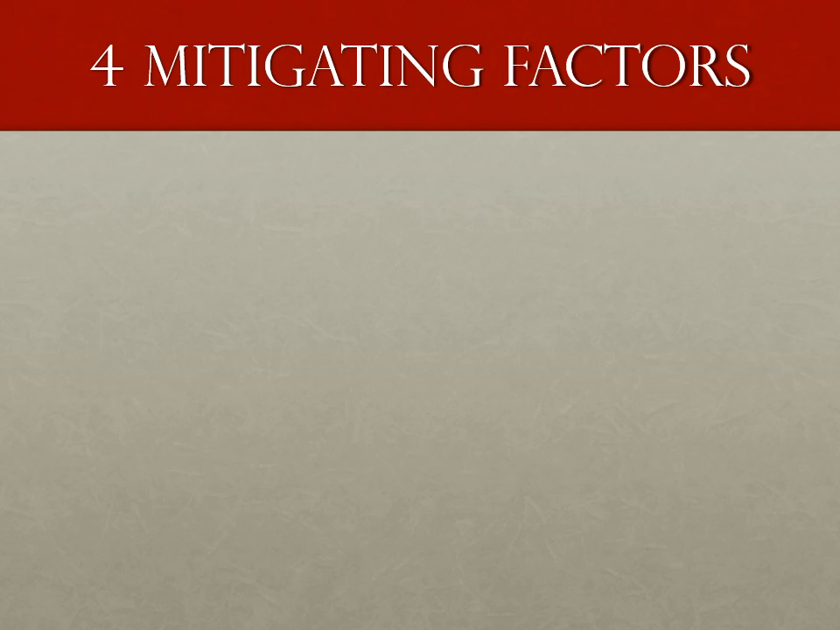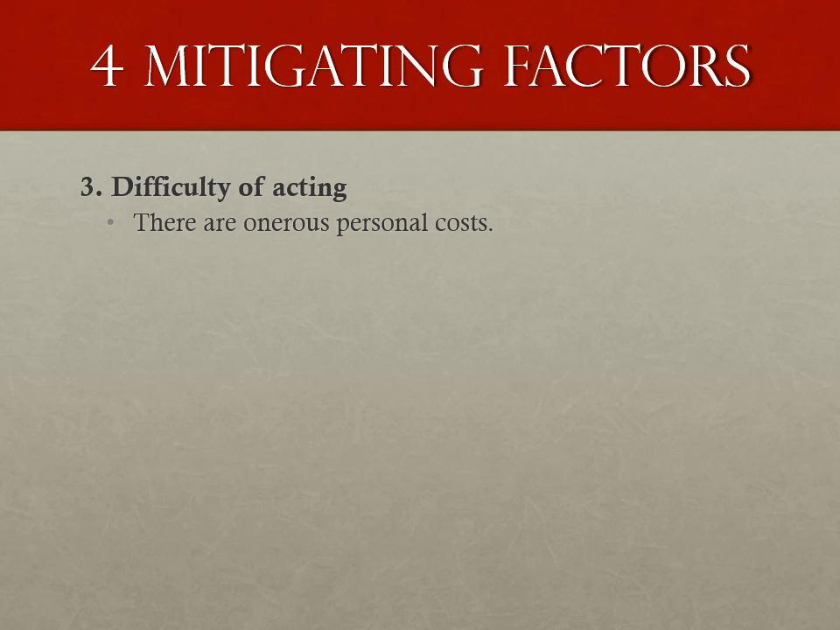The third mitigating factor is the difficulty of acting. Sometimes we know the right thing to be done, but it's very difficult for us to do it. For instance, there could be onerous personal costs. It might be the case that I could lose my job, or that my family members might be threatened, or that I might be threatened if I were to do the right thing. To the degree to which it is very difficult personally for me to act correctly, this mitigates my responsibility to a degree.